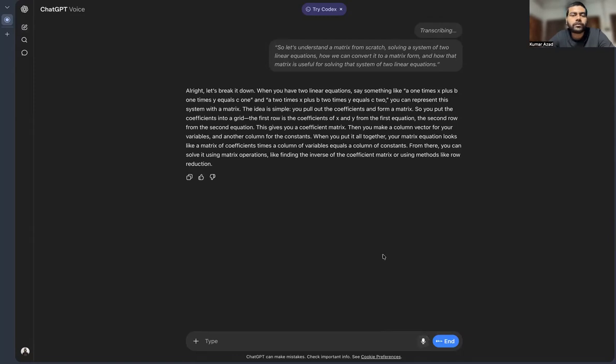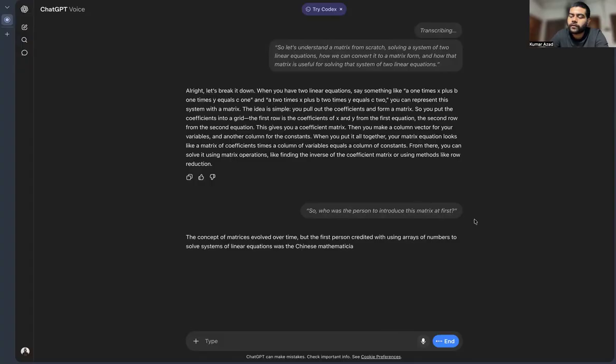So, who was the person to introduce this matrix at first? The concept of matrices evolved over time, but the first person credited with using arrays of numbers to solve systems of linear equations was the Chinese mathematician Zhang Jiu around the 2nd century. Later in the 19th century, Carl Friedrich Gauss formalized methods, and Arthur Cayley truly developed matrix theory as we know it.